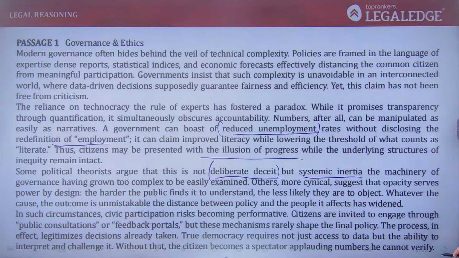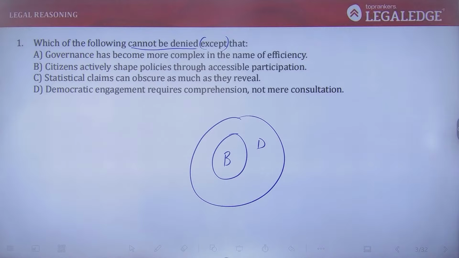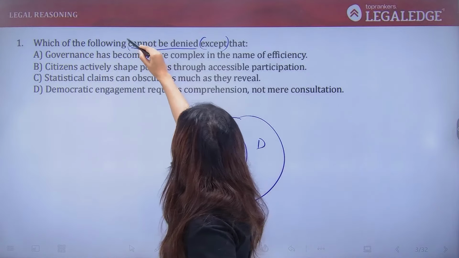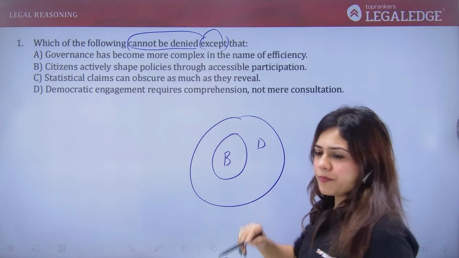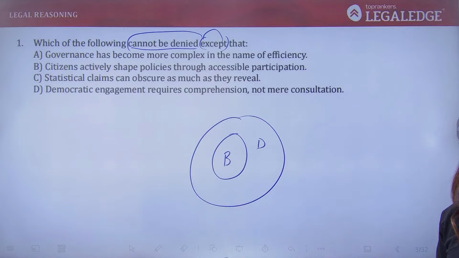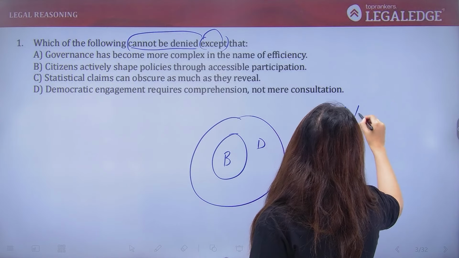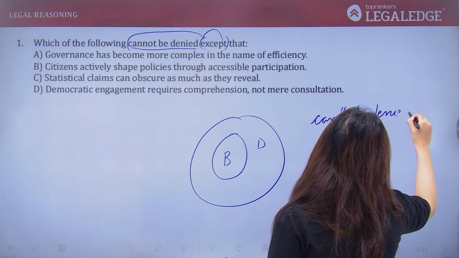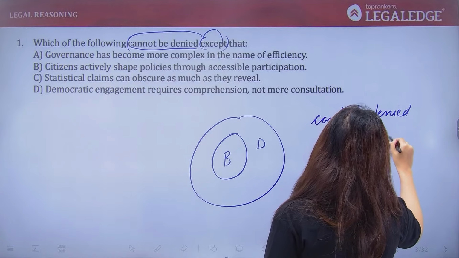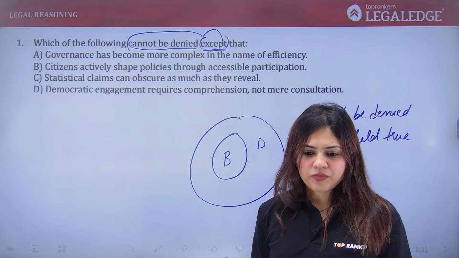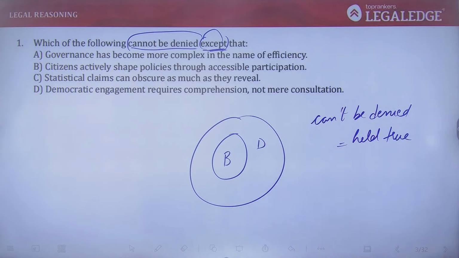Now, taking you to the first question. Which of the following cannot be denied except? So basically here it had both cannot be denied and accept. Okay? So that means what should be the answer? And you guys have given different answers for this. One thing, cannot be denied means something which will be held true. But then they have given you accept, right?